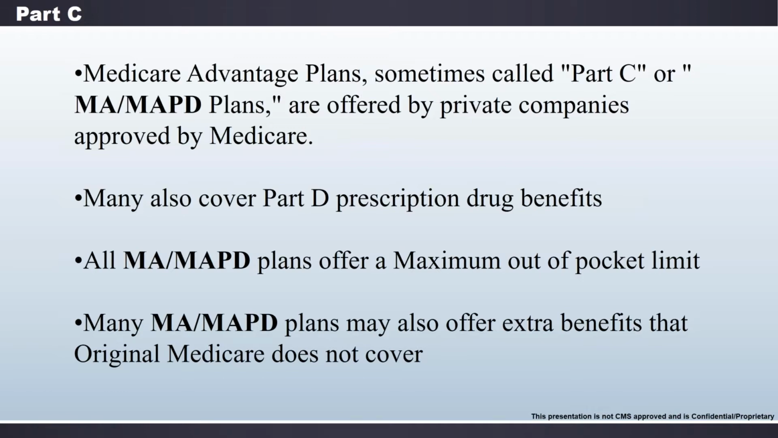Okay, so that's a protection for our customer. And you'd have to look at the benefits of that particular plan because they can vary. I've seen them on the low end from $2,500, on the high end up at $10,000. So you have to look at the schedule of benefits to determine exactly what the out-of-pocket limit is. And as we had said earlier, many of these MA plans will also provide additional benefits not covered by original Medicare.